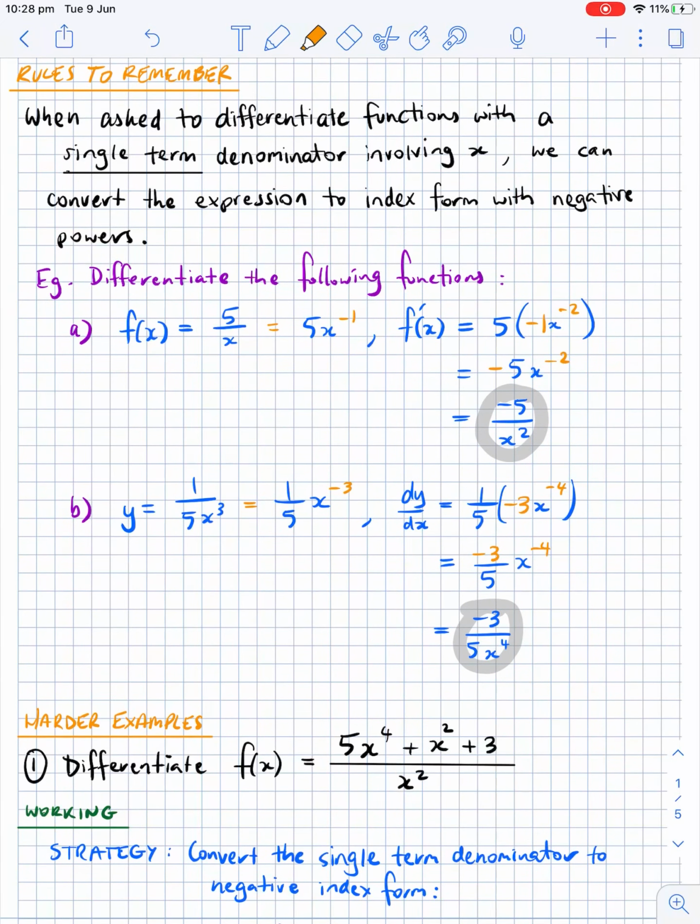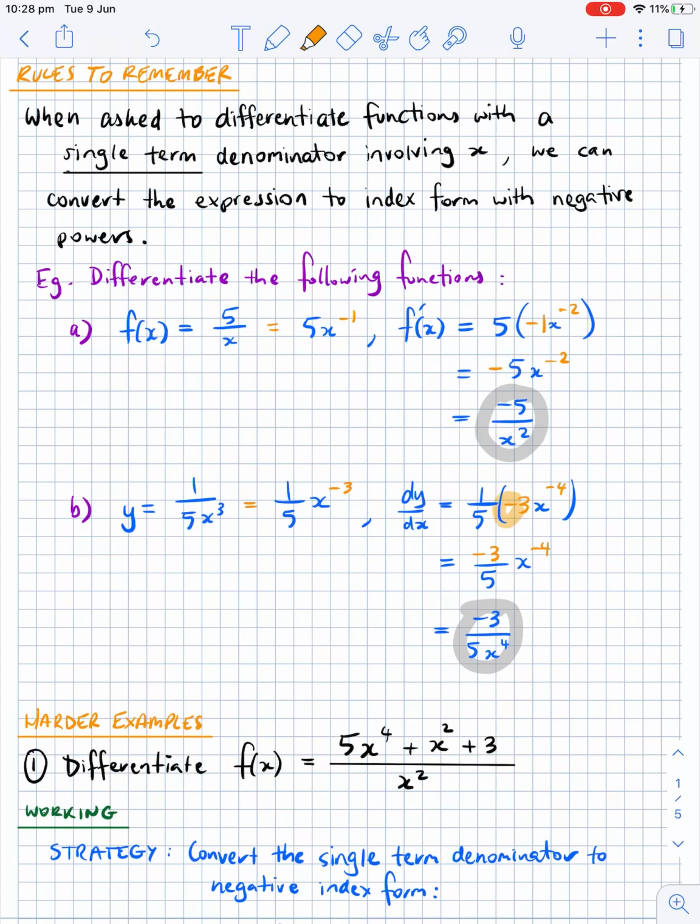Next up, if we've got this, notice that we've got x on the denominator, and this is just a single term. We can pretty much ignore the 1 over 5, so that can come to the front as a constant, which is not going to affect the derivative. And then we've got x to the power of negative 3, because x to the power of 3 was pushed down the bottom. And that means our derivative, dy dx, we're using this notation instead, which is okay.